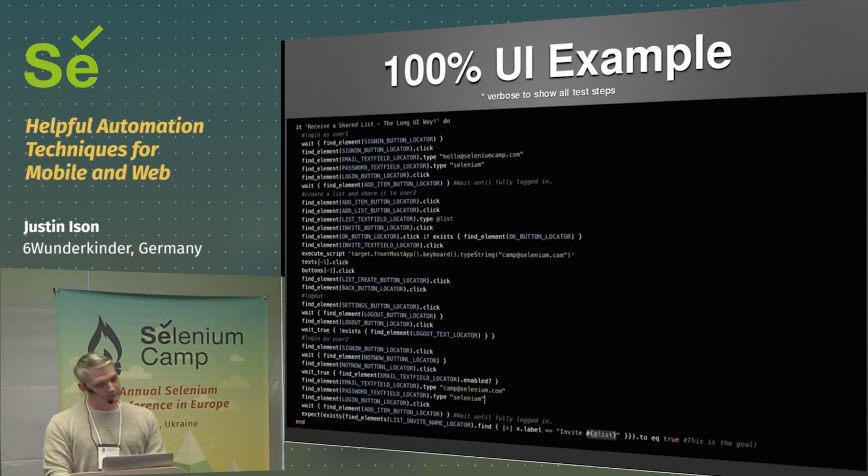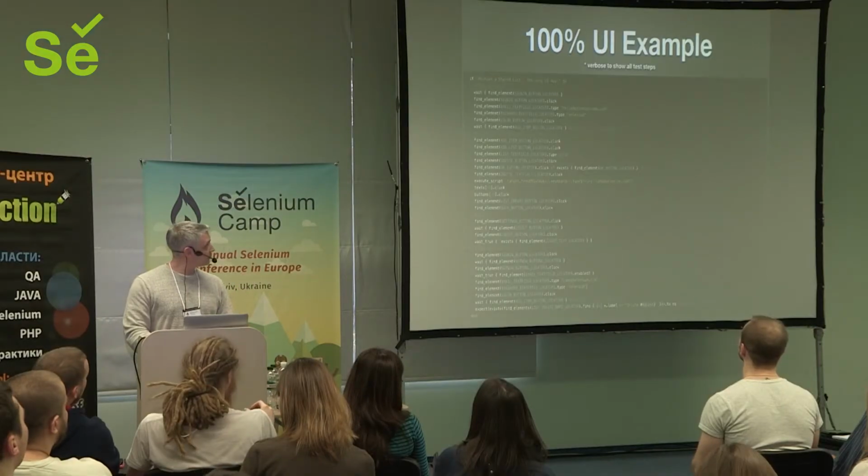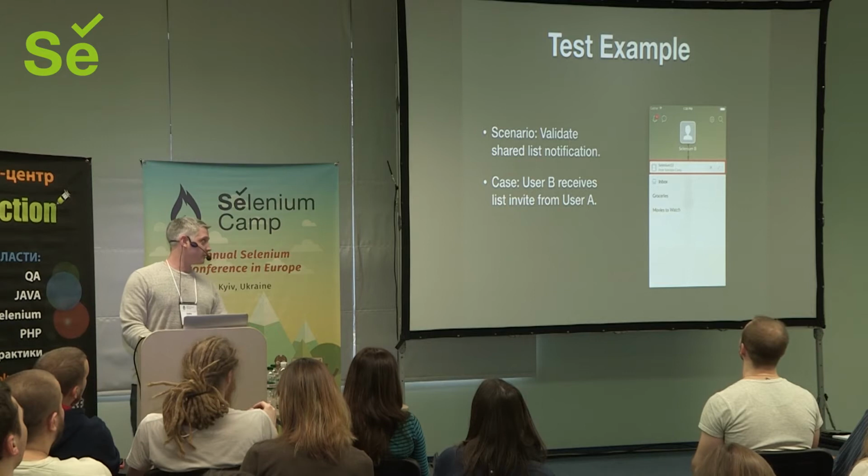So there's one way of doing this: doing it 100% using UI, going through Selenium. As you can see, I tried to fit the whole script in, but all I could fit in was the actual test steps, because they're quite verbose. There are so many steps you have to go through. First I'm logging in here, creating a list, then I'm sharing the list, then I have to log out, then I have to log back in, and then validate that the shared list actually appears to the user.